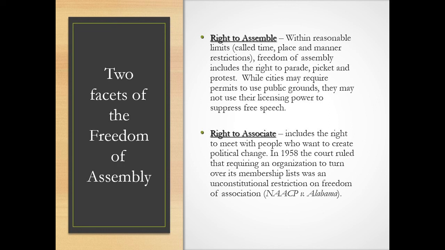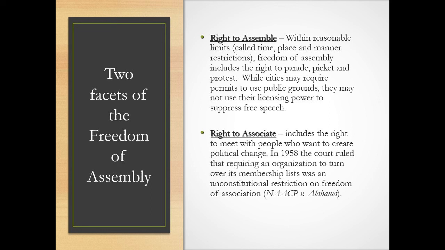And the taxpayers aren't going to foot the bill. You're going to foot the bill. And so you can march, but you have to remunerate the city for all the security that you're going to need. If you do this, you have to make sure that you apply that standard to everybody who applies.